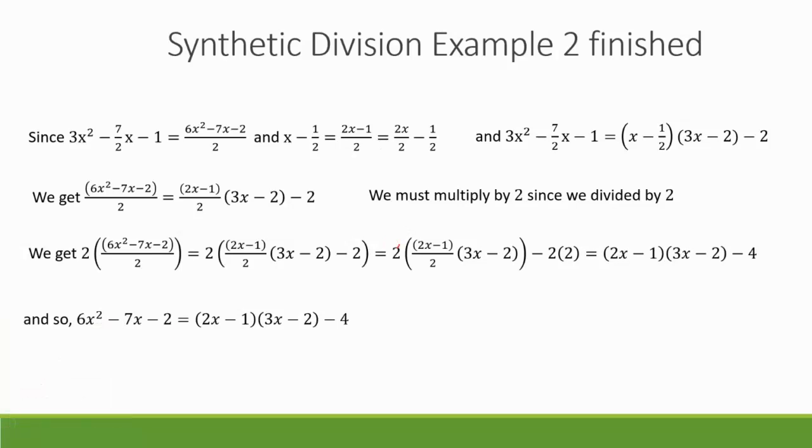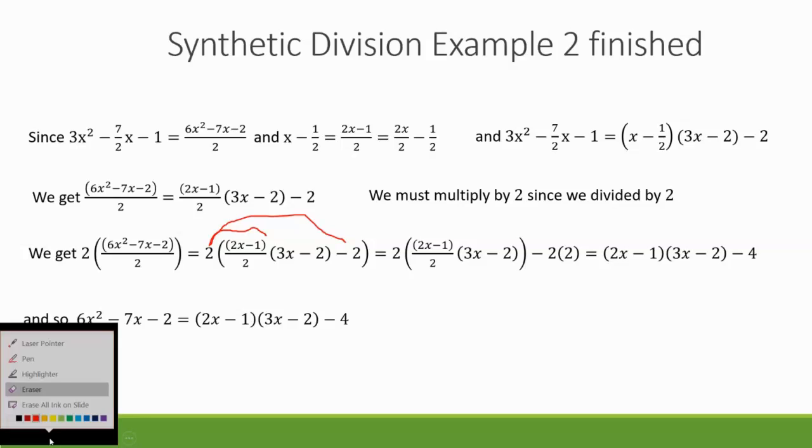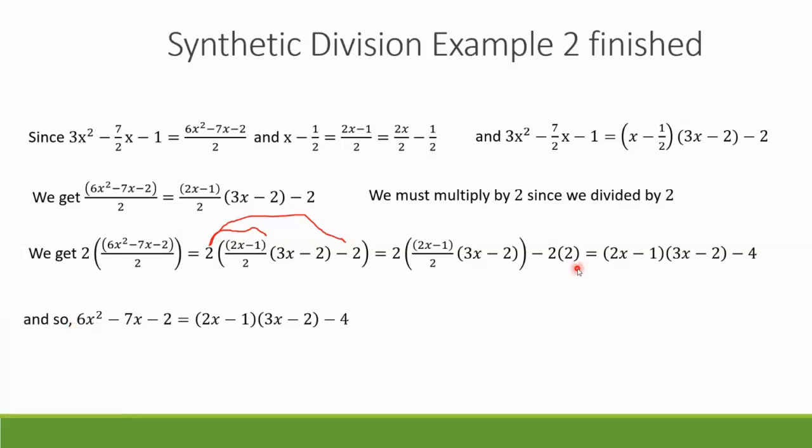Like so. Wait, no, not there. Sorry, not there. Here, this is where I wanted to draw it. My mistake. Basically, what happens is you distribute. We end up distributing. That's how we get here. And that's how we get this here.